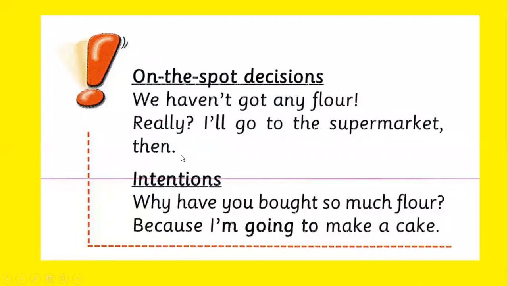So this is a decision that you made quickly on the spot. It means without preparation. It was very quick to make this decision. When your mom or dad said, we haven't got any flour, you wanted to help, and at the same moment you said, really? I'll go to the supermarket then. So this is the difference between going to and will. Here we use will, I'll. It means I will, because this is a quick decision, a decision that you make without planning.